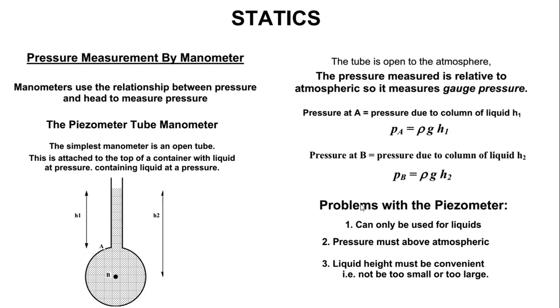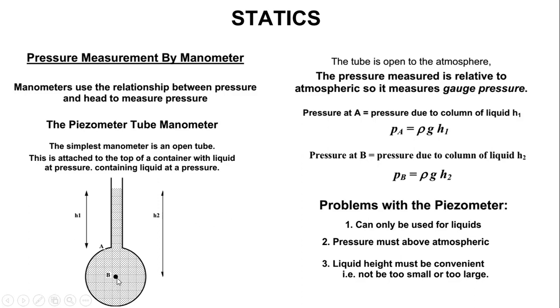So let's conclude this class by talking about the different types of manometers that we have and their limitations. Then the next thing that we'll be doing is solving and calculating problems. So the first thing that we have is known as the piezometer tube manometer. The piezometer tube manometer is the simplest manometer that we can have, with an open tube.